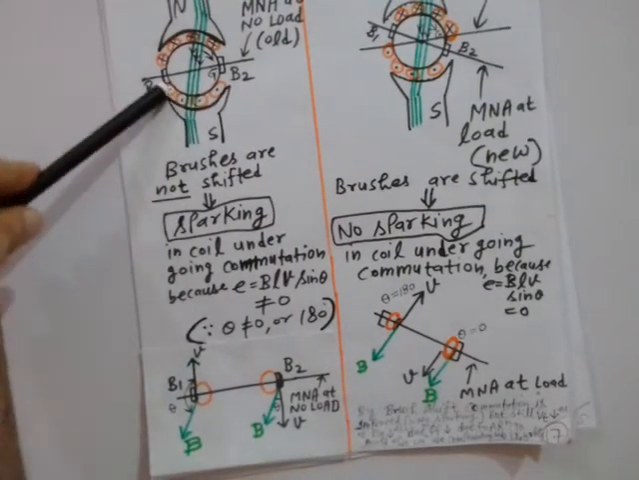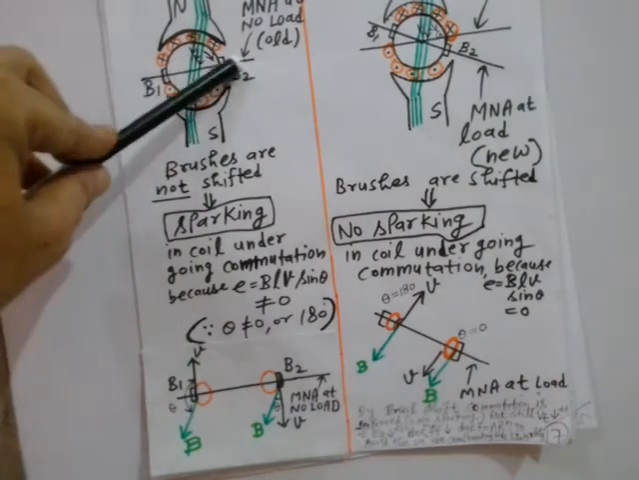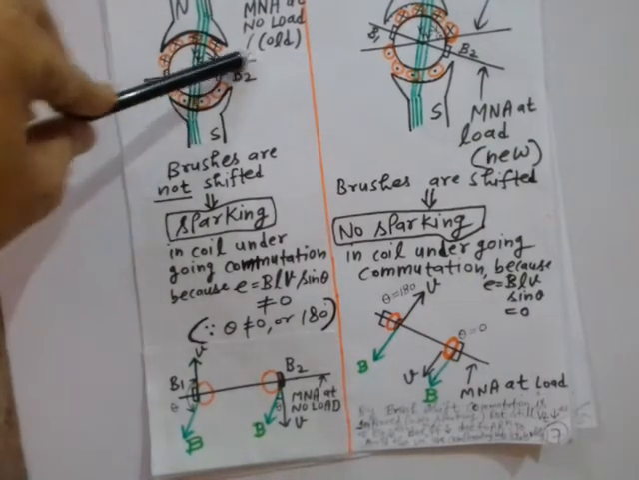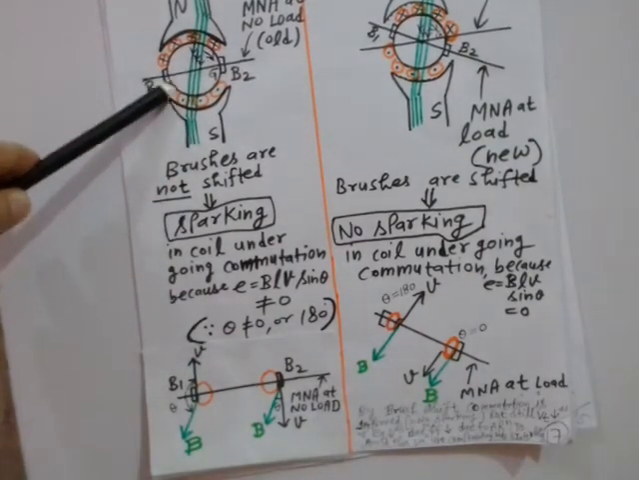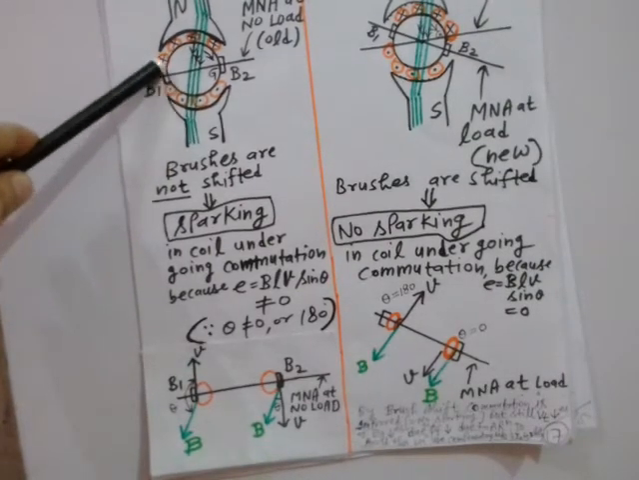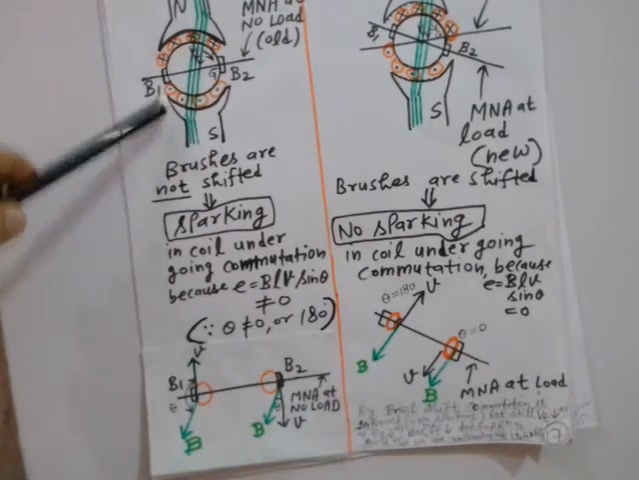Suppose let us take this coil, the coil which is nearmost to this brush, which is near to this old MNA, that is MNA at no load. So here let me take this particular coil which is nearest to this MNA or nearest to this brush B1, which is the original position of the brush.